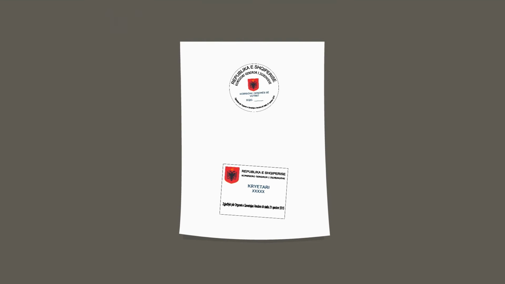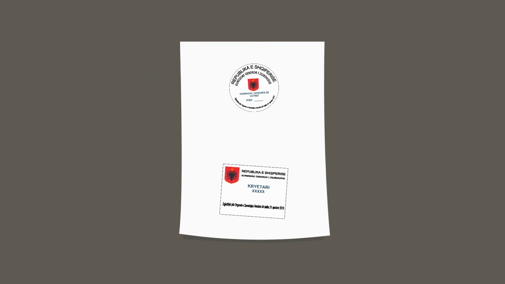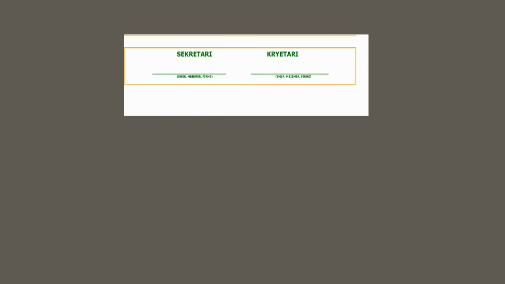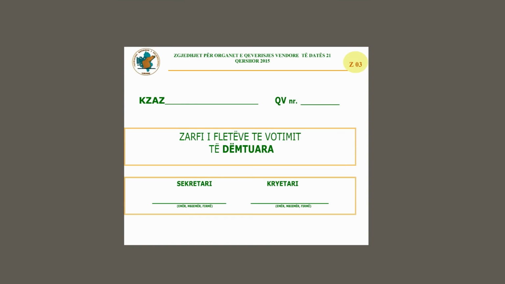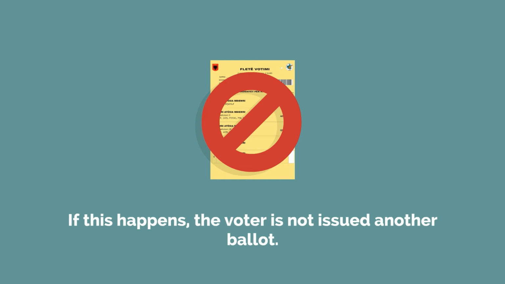In each of these cases, the chair must write "spoiled" across the back of the ballot and place it in the envelope "spoiled ballot papers." If the voter does any of these things a second time, the second ballot paper is also marked as spoiled and placed in the envelope "spoiled ballot papers." If this happens, the voter is not issued another ballot.